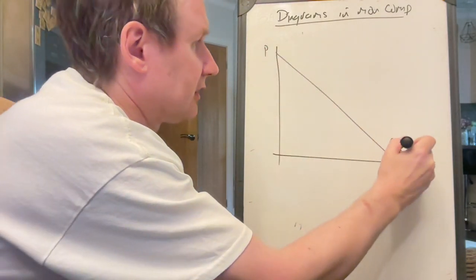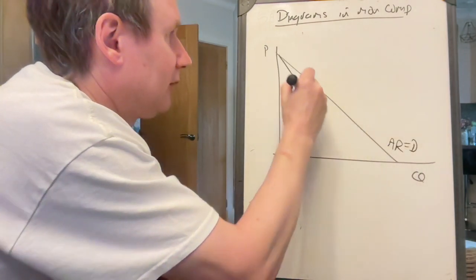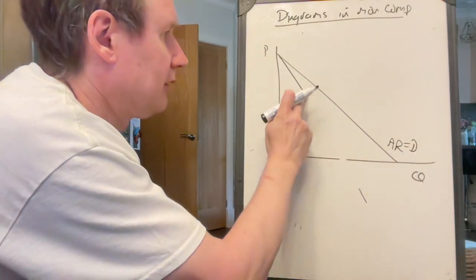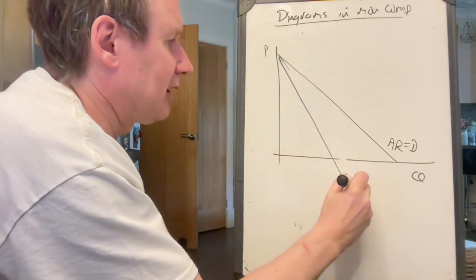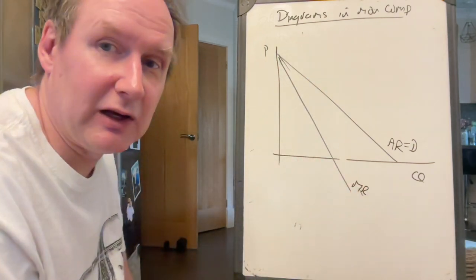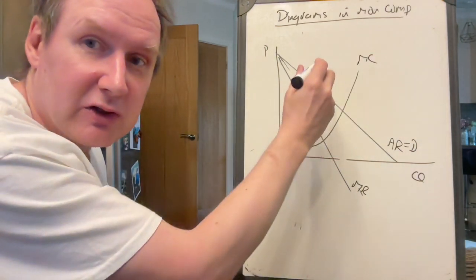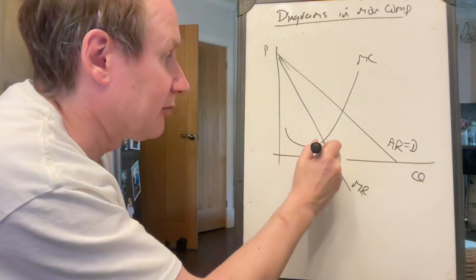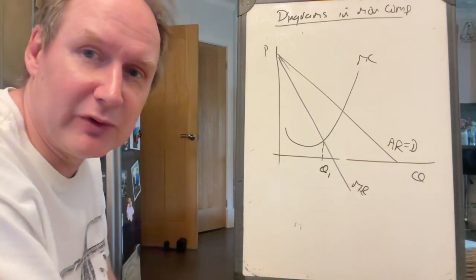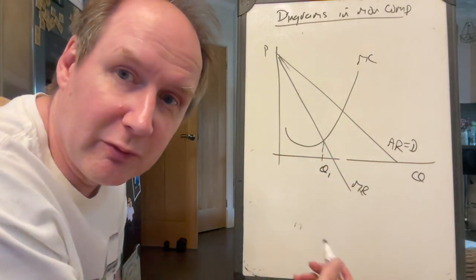There's AR, which is also demand, same thing. There's MR, twice as steep as AR, and let's just put MC on for the minute. Initially diminishing returns, then increasing returns to the variable factor. There's my profit maximizing output. So that's my first step, step one. We find MC equals MR.